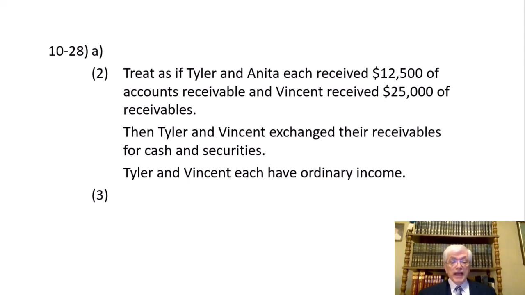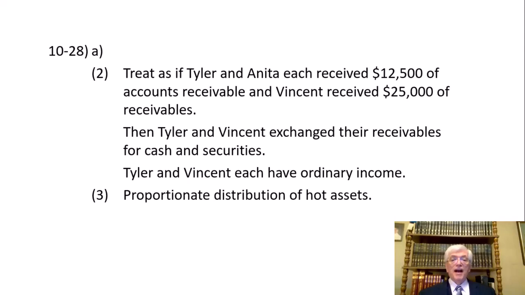Number 3, TAV distributes $50,000 fair market value plot of land and $50,000 fair market value of accounts receivable to Vincent, $25,000 cash and $25,000 of accounts receivable each to Anita and Tyler. That's a proportionate distribution. Everybody got their proportionate share of the hot asset, 25, 25, and 50. So therefore, it's a proportionate distribution. Nobody has to recognize any gains.